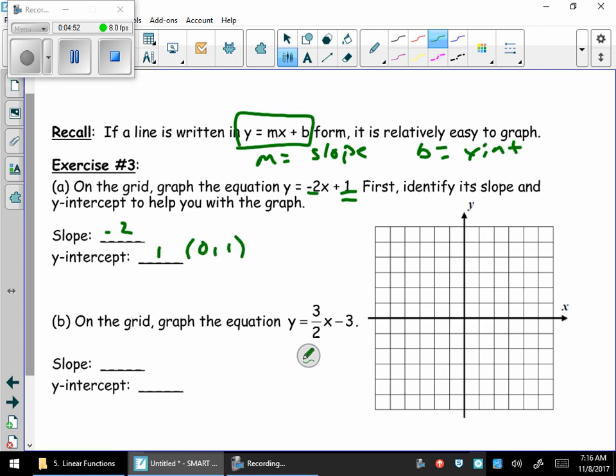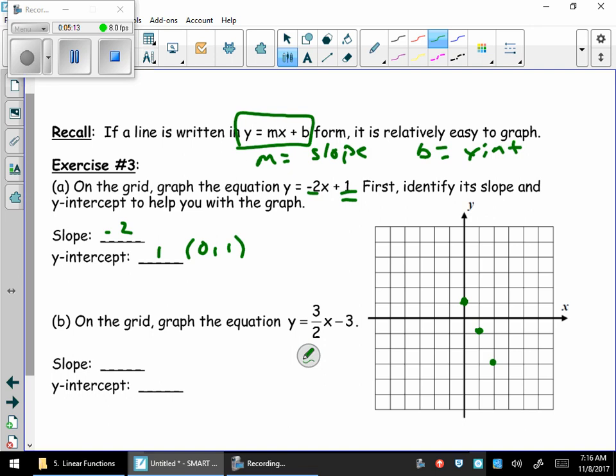To graph the line is really pretty simple. You're going to start by graphing your y-intercept at (0, +1). I'm going to put a point at (0, positive 1). Then I'm going to follow the flow of my slope. My slope is negative 2, so that means I'm going to start at the point I just plotted. I'm going to go down 2 spaces and 1 to the right. And then I'm going to go down 2 spaces and 1 to the right.